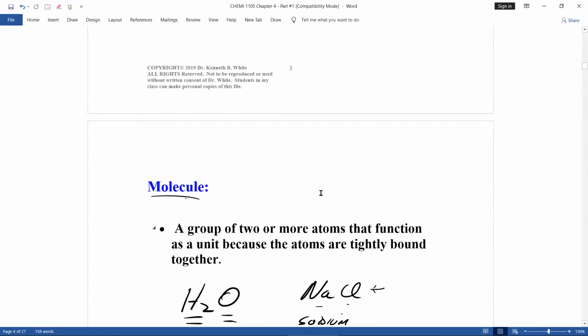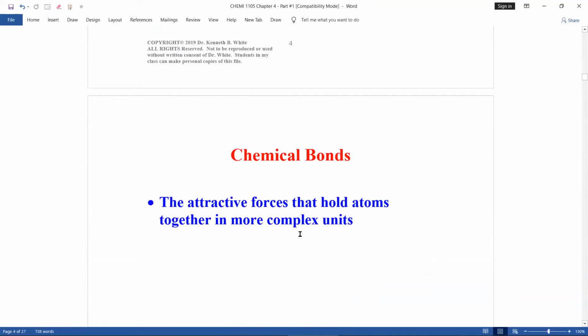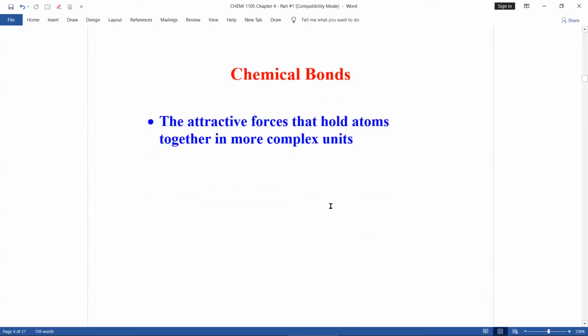Now, what force holds those atoms tightly together? And that's the chemical bonds. Oh, now I'm happy. So we're getting into the real good stuff now. And a chemical bond is the attractive force that holds atoms together in more complex units, which we call molecules. Now, I'll never ask you on a test what's a chemical bond, but I'll use that term this semester. And you should know that's the attractive force that holds atoms together in more complex units.